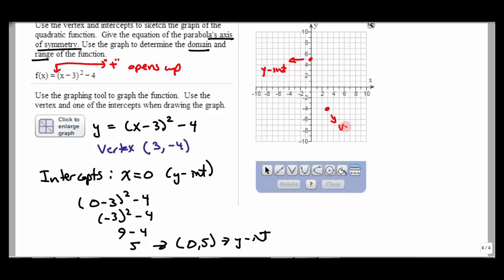This is my vertex. Now the cool thing about your intercepts, and the fact that we have a parabola, is they have symmetry. So this is called my axis of symmetry, right down the middle here, and it's going to go right through my vertex. With my axis of symmetry, that's whatever the x value is. In this case, x equals 3. It's called the axis of symmetry because this point that's 3 units to the left of the axis will also have a symmetrical point 3 units to the right. And so now I know how wide my parabola is. I have my axis of symmetry, I have my y-intercept, I have my vertex. Let's go ahead and sketch this in.